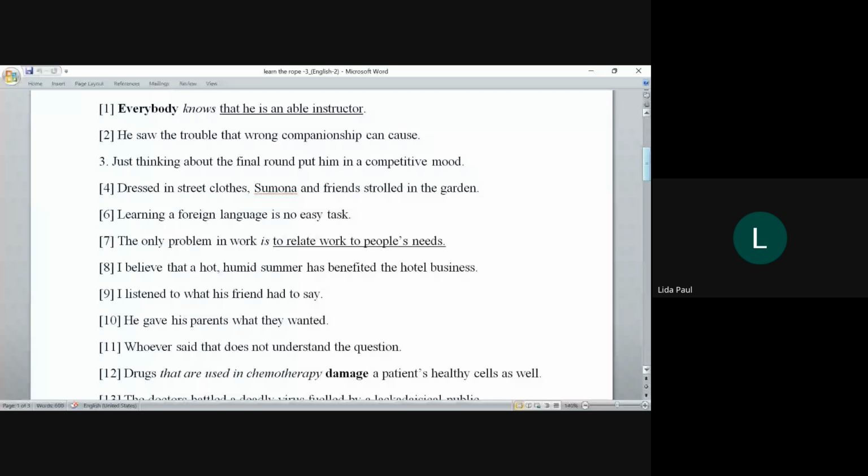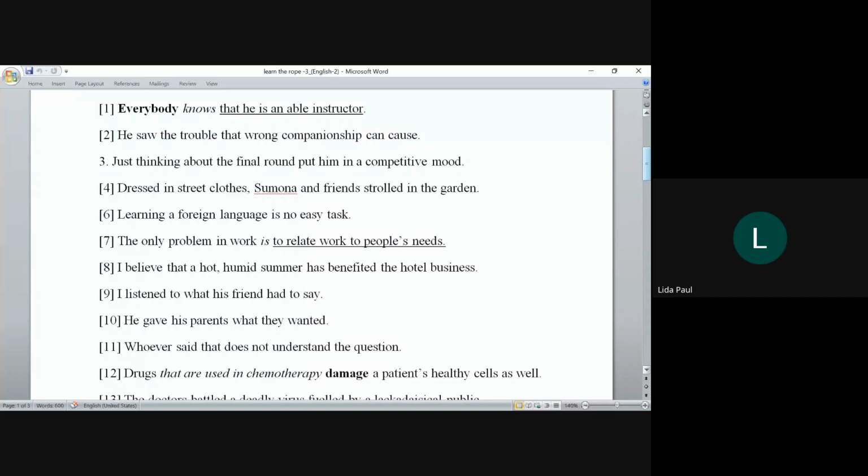Now, learning a foreign language by itself is a different kind of clause. We're not going to discuss it for now. We call it the infinitival clause or non-finite clause. But in the sentence, it functions as a noun clause. Learning a foreign language is no easy task. Here it is a noun clause because it is the subject of the sentence. Okay. Got it? Don't worry about it.